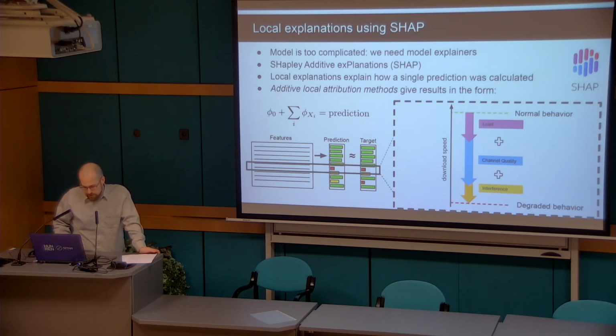So what SHAP does is it takes the model and compares an actual prediction to the average prediction. The average is the normal behavior, and when the degradation happens and the model predicts it, then we can divide the prediction into additive components based on different kinds of predictive features. So we can say that the behavior was degraded, and for example, the amount of load caused 1 megabyte of the degradation, and then the channel quality caused an additional 2 megabytes of degradation, etc.